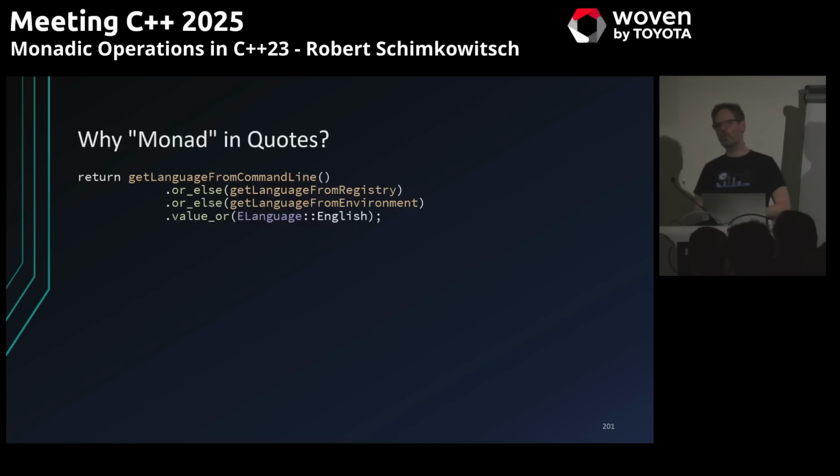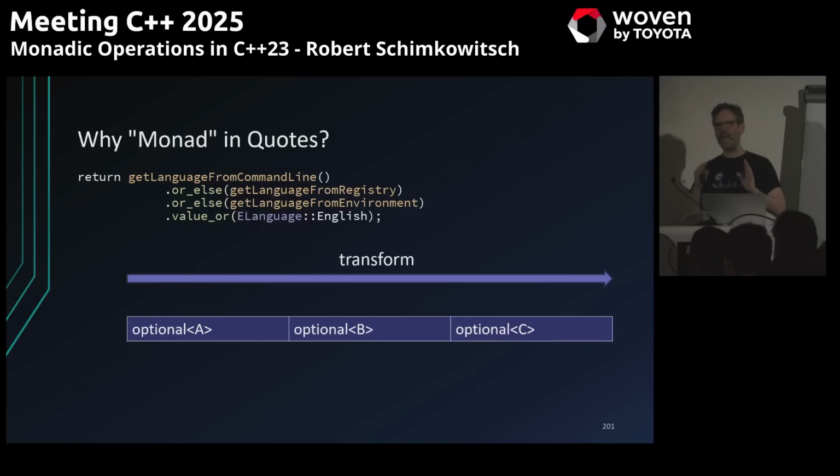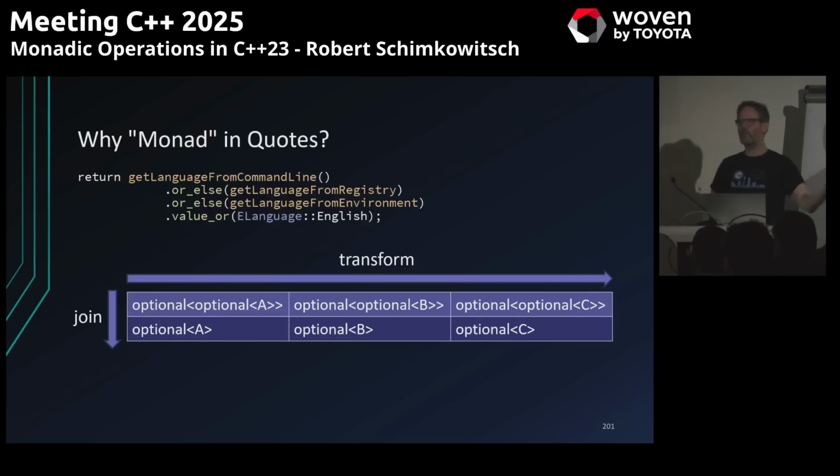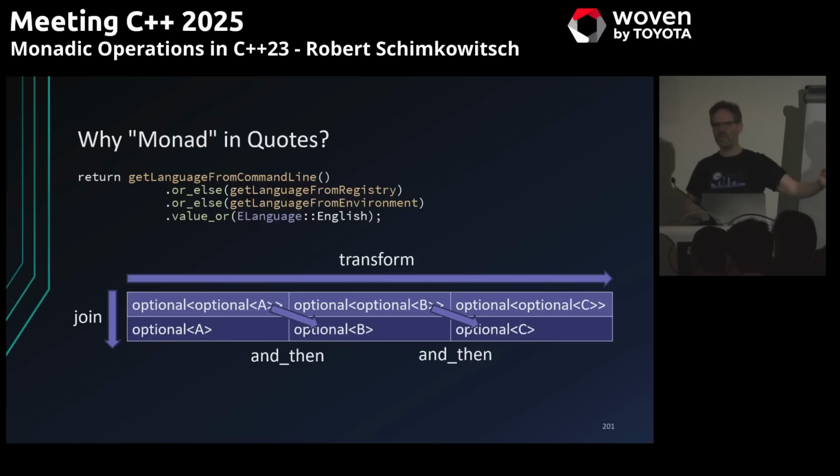Maybe some of you noticed that I put monad in quotes in this section, and there's a reason for that. When we look at what functors and monads give us, they allow us on the one dimension to go from optional of A to optional of B to optional of C. And in the other dimension, they allow us to unwrap, that's the monadic aspect, from optional of optional of A to optional of A. And as we have seen for optional, we use and_then, which kind of moves diagonally across this table, doing both join and transform.